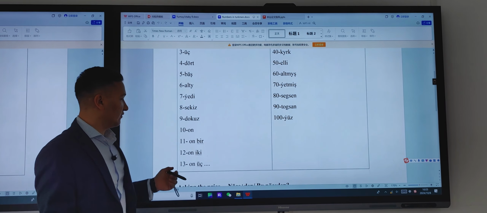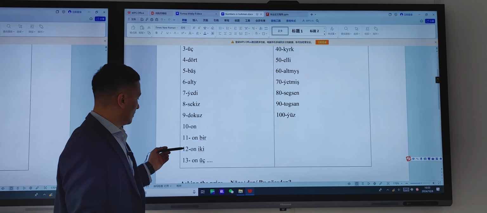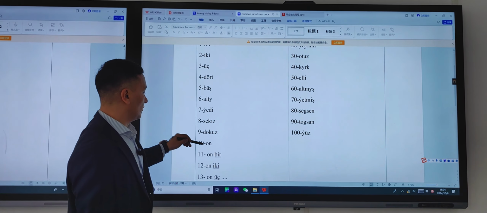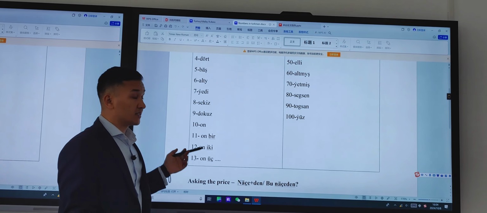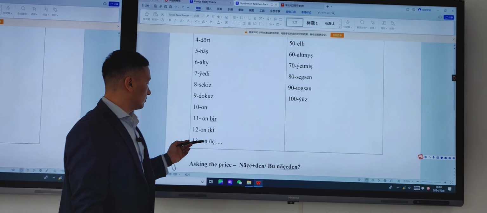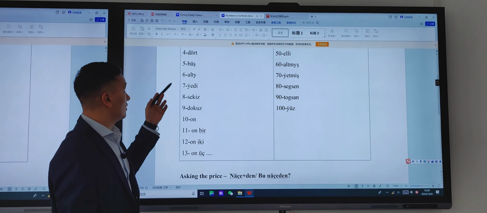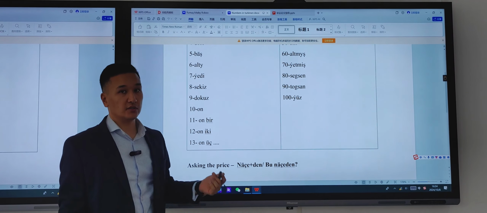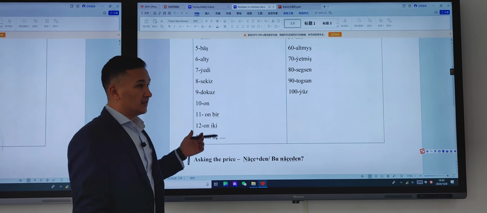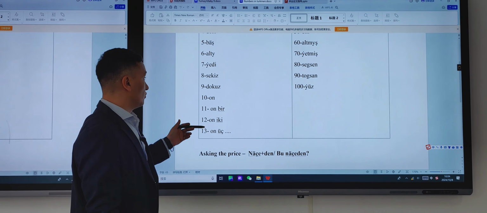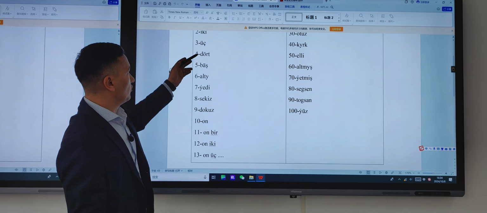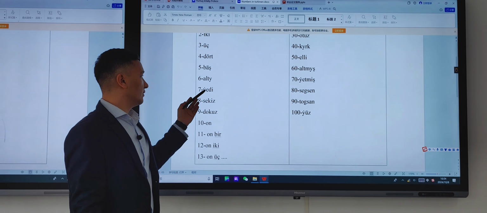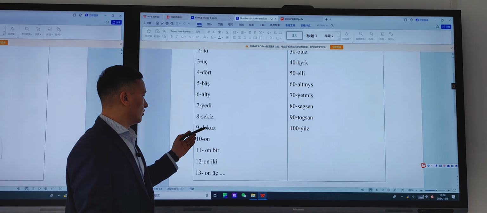In order to say 12, we say 10, 2. On is 10, then 2. The same way we say 13. On is 10, 3 is 3. So together that would be 13. So up to 19, it is the same way. For example, 13, then 14, 15, 16, 17, 18, 19.